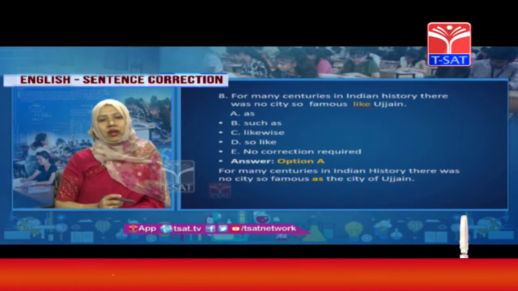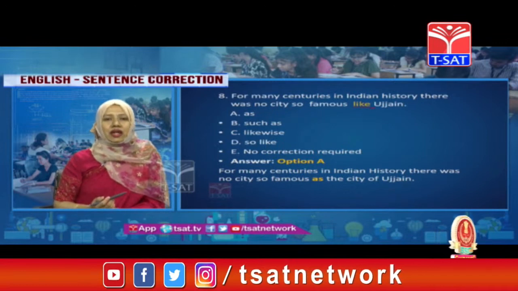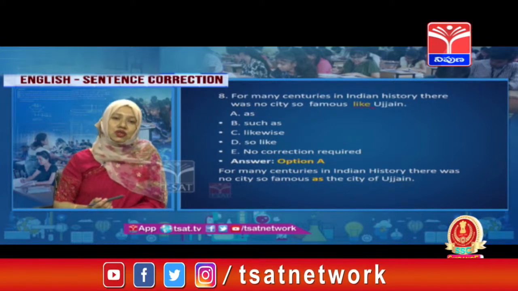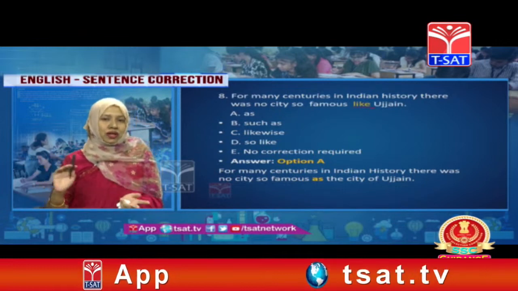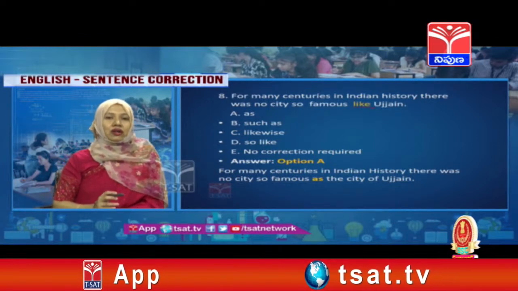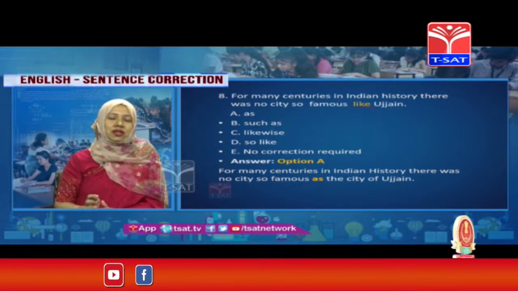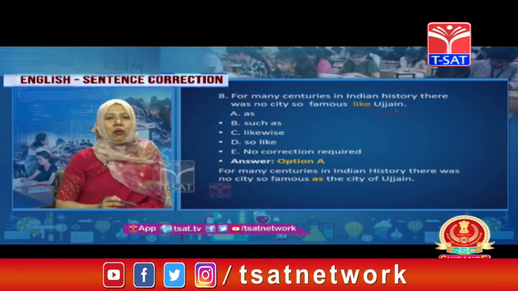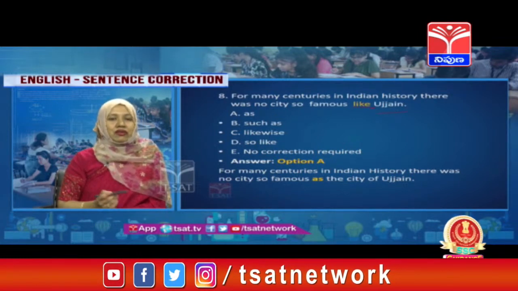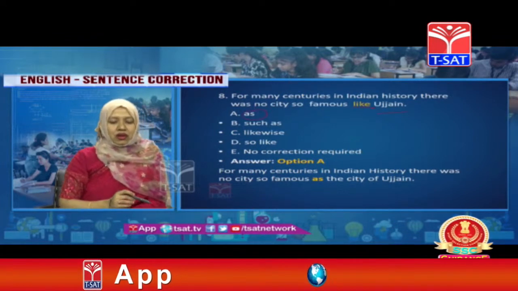In the earlier episode I explained that we use as, like, so, etc. to compare. So again here in this sentence there is a comparison. For many centuries in Indian history there was no city so famous. We use like to compare two things. Here we are not comparing. Here they are saying that there was no city so famous. We cannot compare any city with Ujjain, so we should use as.